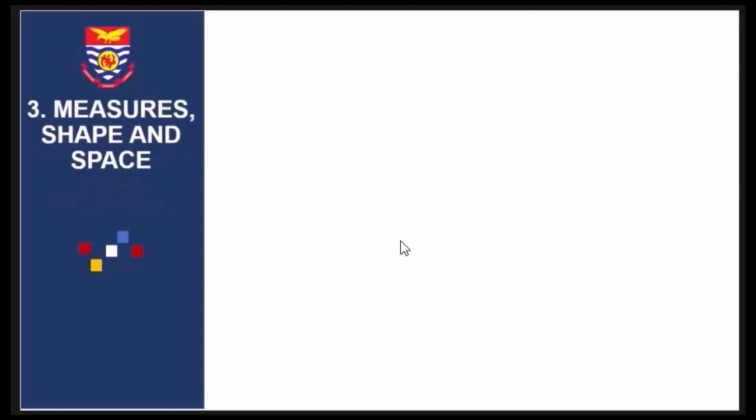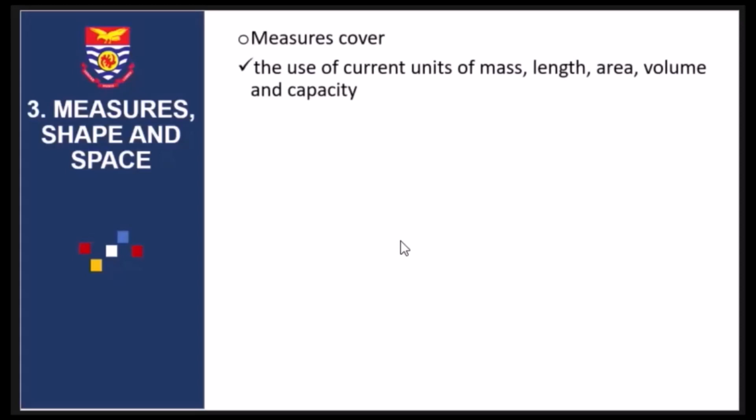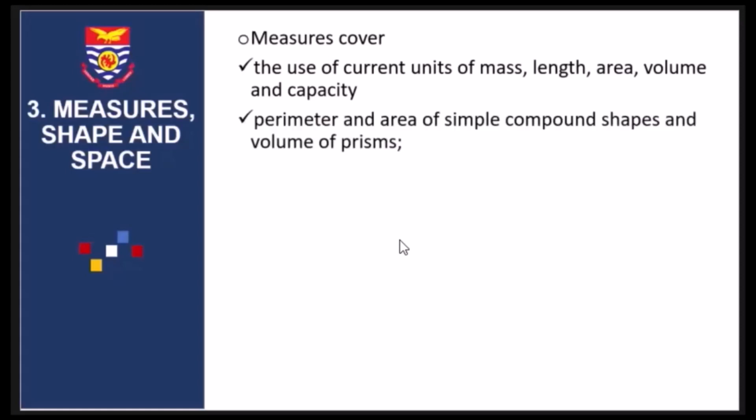The next major content area is measures, shape and space, and this one covers the use of correct units of mass, length, area, volume, and capacity. So the students must learn how to use the correct units of the various quantities. Mass is measured in what, length is measured in what, area, in that order. It also talks about perimeter and area of simple and compound shapes and volumes of prisms.